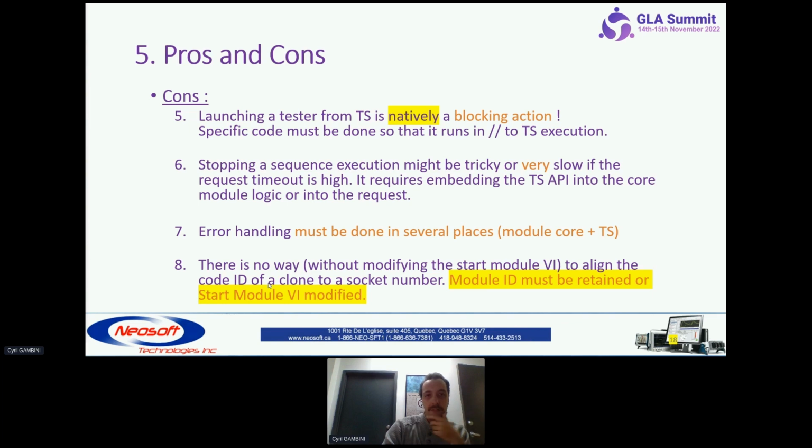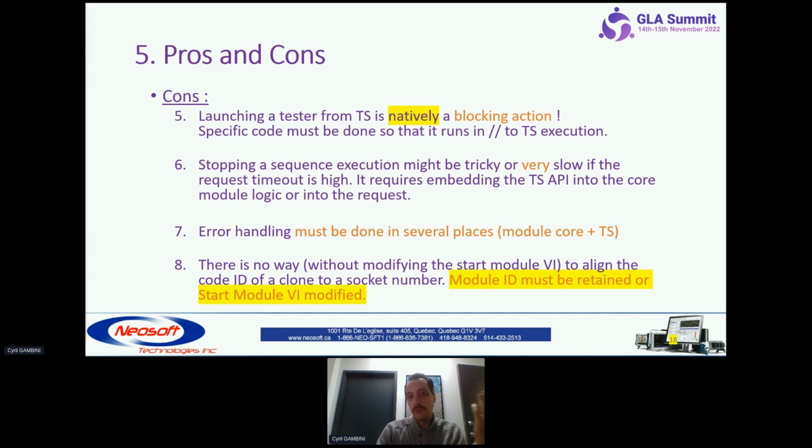Launching a tester is natively a blocking action. So I showed you earlier, I need some additional code to launch the tester in parallel to my sequence. I cannot just drop the tester VI into my sequence because it will block the execution. So you have to add some more code to do this.